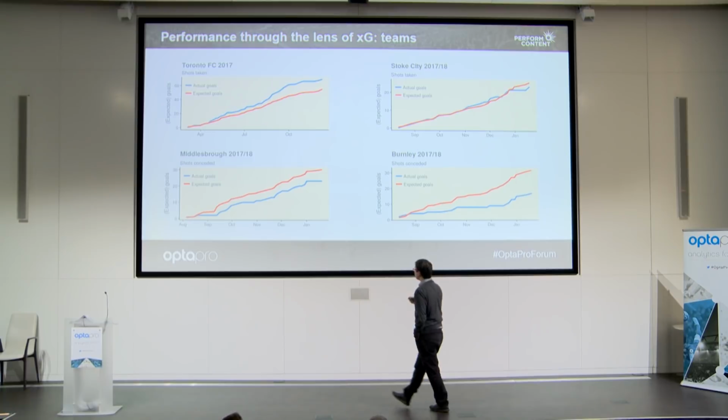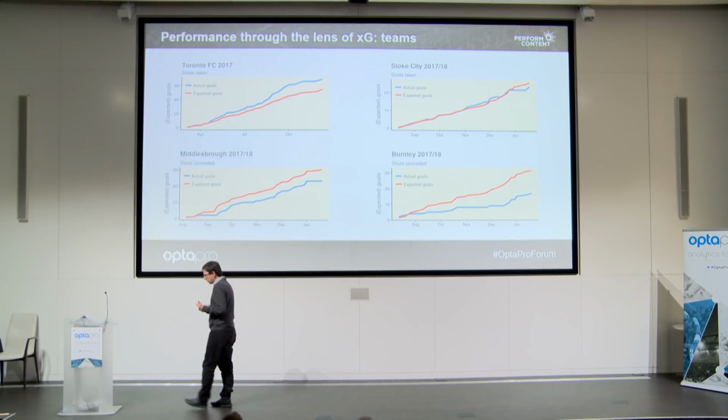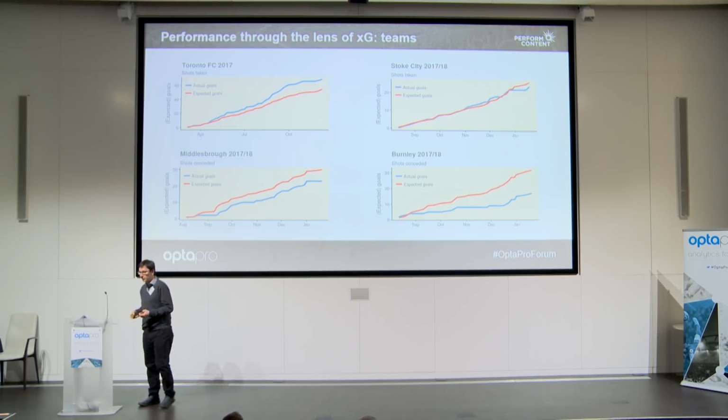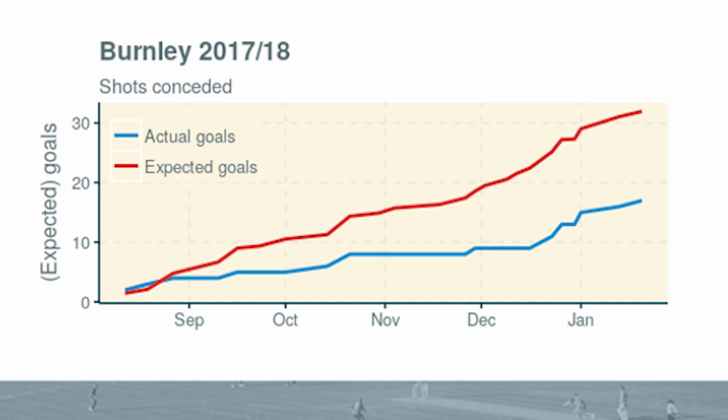And then we have two teams on the defensive side, which are very well known to have very mean defenses. So even if they concede shots, it's still harder to convert those shots they've conceded. And Burnley completely break this model.